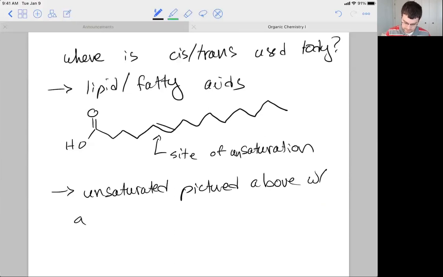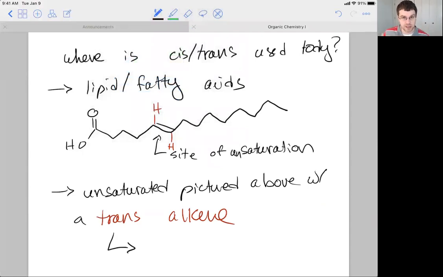The H's are on opposite sides with a trans alkene. And so when this fatty acid with a trans alkene is locked up as a triacylglyceride to form a lipid or a fat, this will form a trans... gosh, killed my punchline there. This will give us a trans fat.